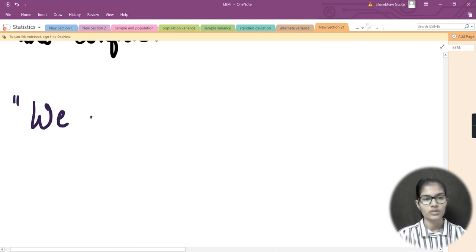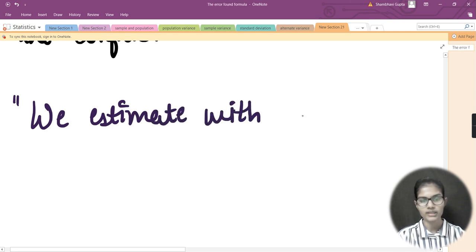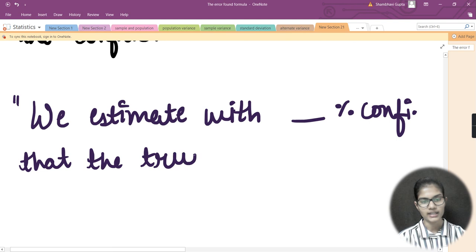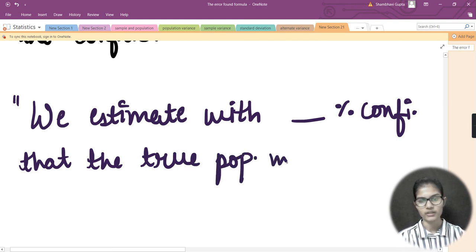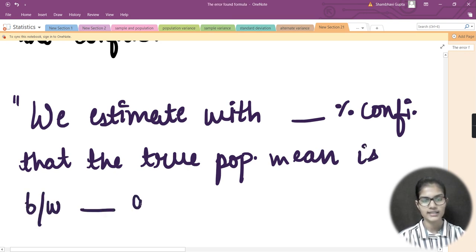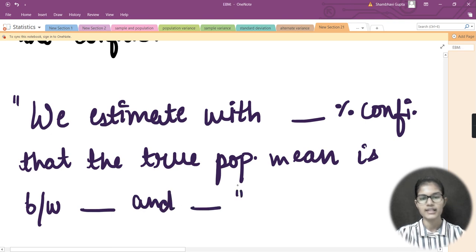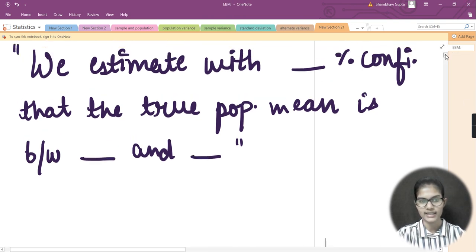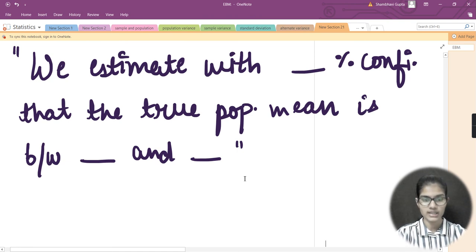Put a semicolon. Here you can write it in the form: we estimate with dash percent confidence that the true population mean is between this and this, right? This is the correct format in which you should write: we estimate with dash percent confidence that the true population mean is between this and this.